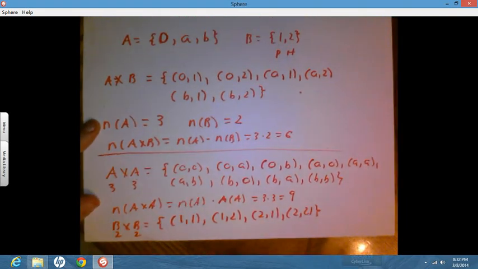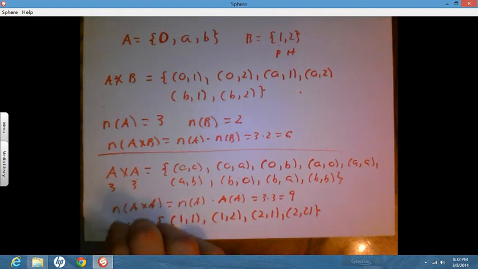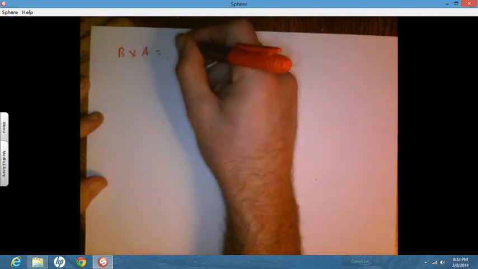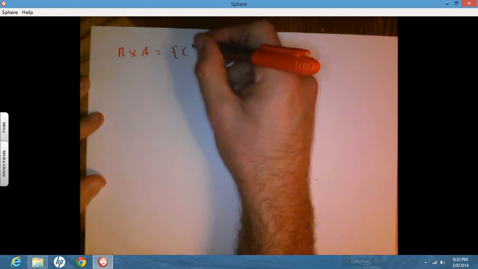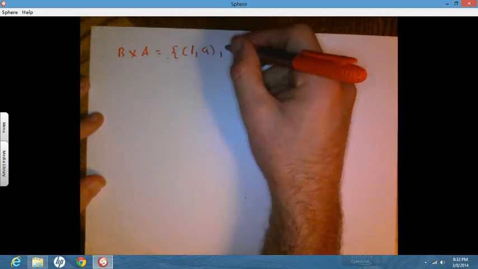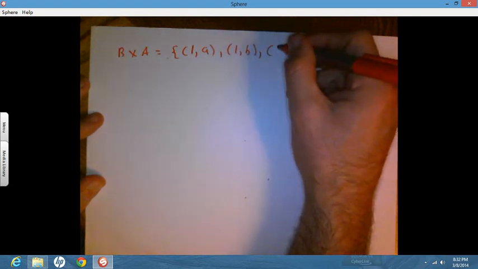And wait, let's do one more example. Let's do, instead of A cross B, let's see what B cross A looks like. What are the elements of B cross A? All right. So what are the elements of B cross A? Well, we can get, instead of an apple and a 1, we get a 1 and an apple. And we could get a 1 and a banana. And we get a 1 and an orange, right?